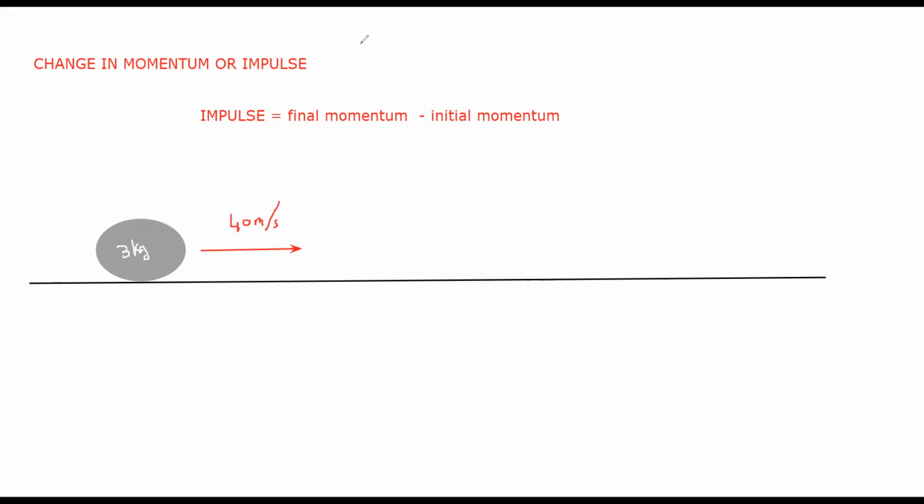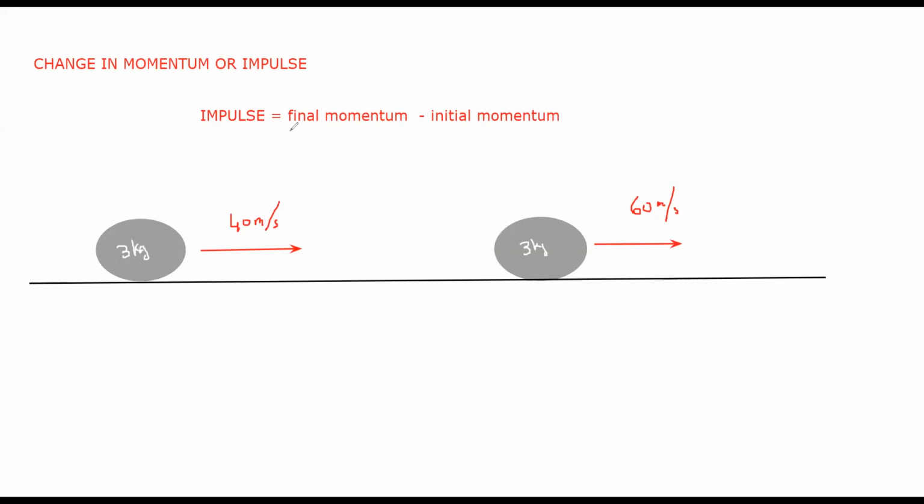After some time, the speed of the object changes. How can I change the speed of an object? There should be a resultant force. So we apply a force on this 3 kilogram object so that it will change the speed. And the new speed is 60 meter per second. And the question is, find the impulse.